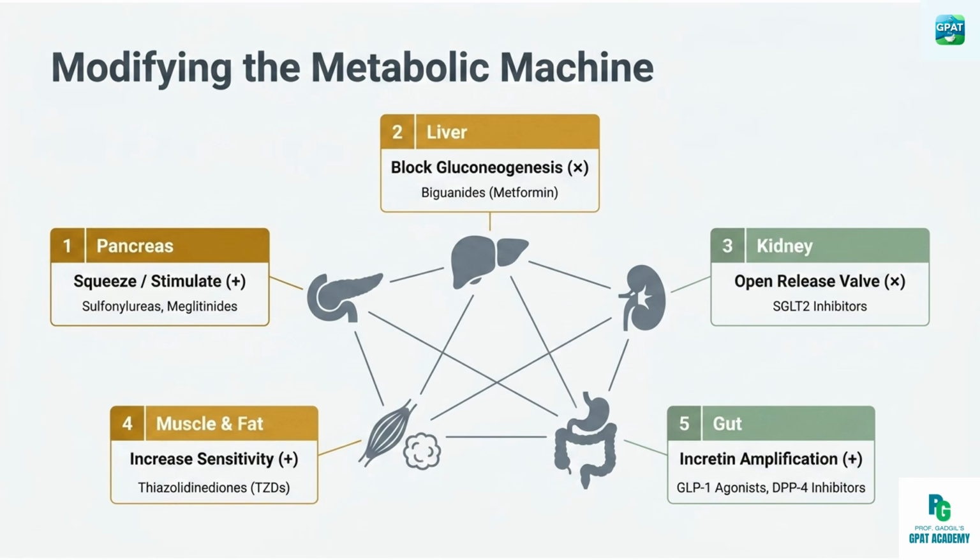Sulfonylureas increase the insulin secretion. Meglitinides rapidly increase insulin secretion. Thiazolidinediones increase the insulin sensitivity. DPP4 inhibitors increase the GLP-1. SGLT2 inhibitors block the glucose reabsorption in kidney, and GLP-1 agonists increase the GLP-1 receptor activation.